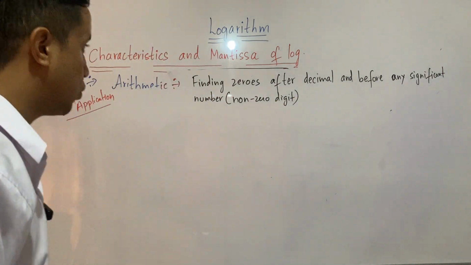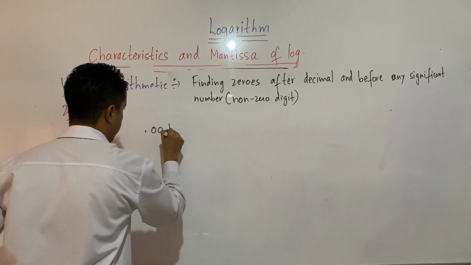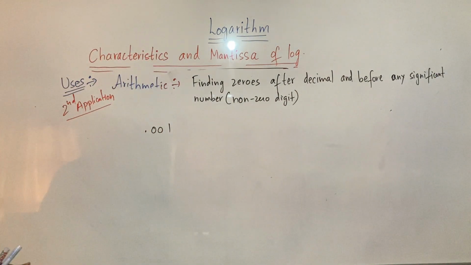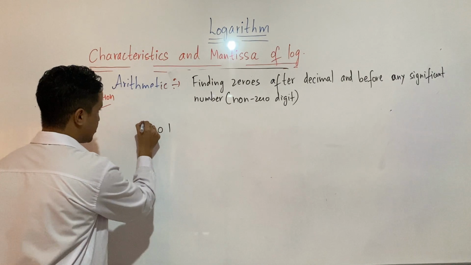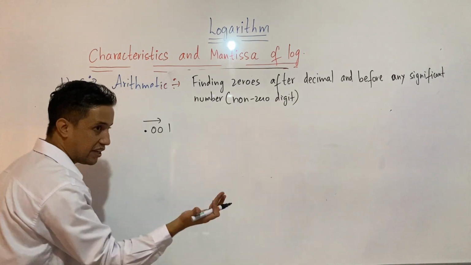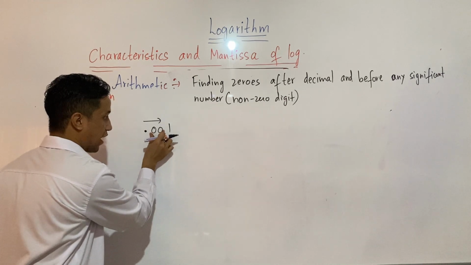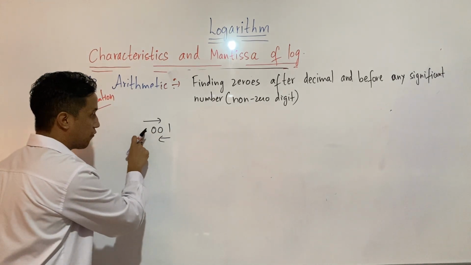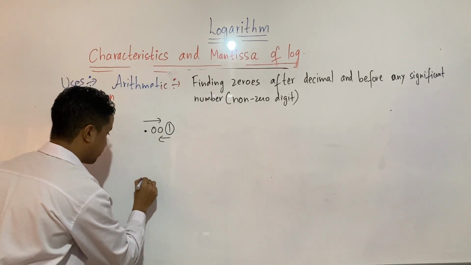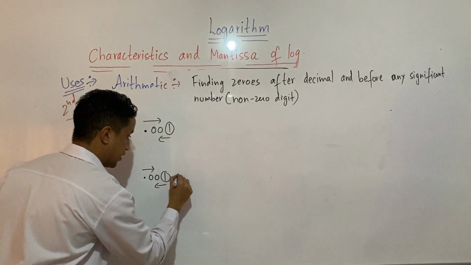Okay, for example, what does it mean? For example, here this is 0.001. Finding zeros after the decimal and before any significant number means finding zeros after the decimal and before any non-zero digit. So we have to find this. How many zeros after the decimal and before the significant number? Two zeros. Here, after the decimal and before the significant number, three.